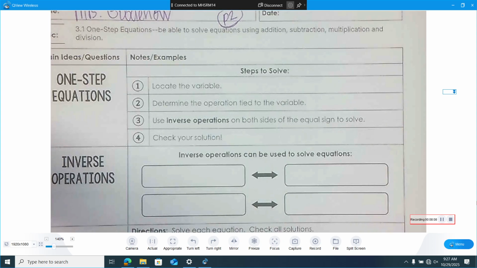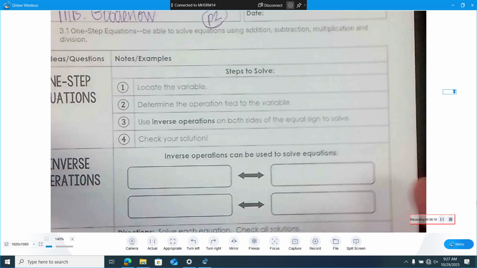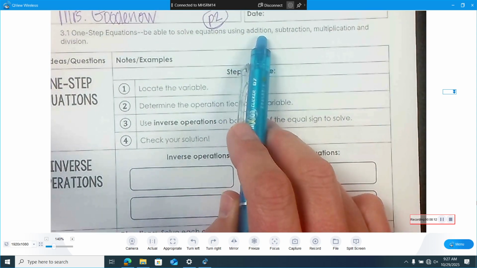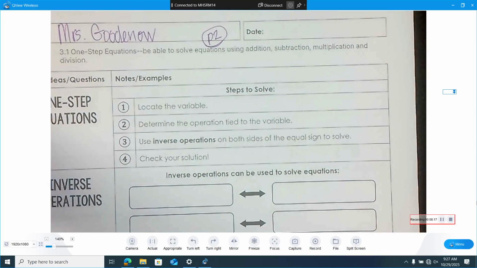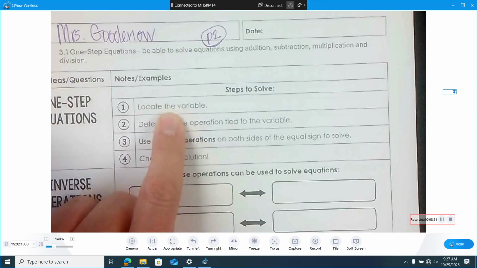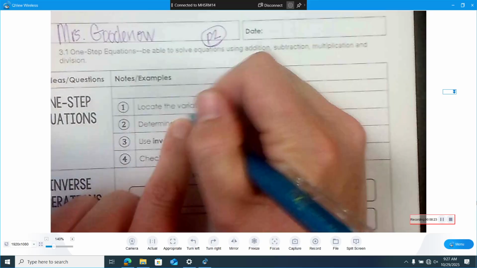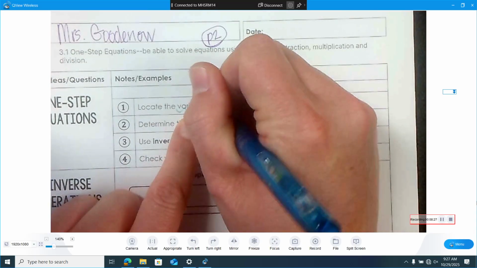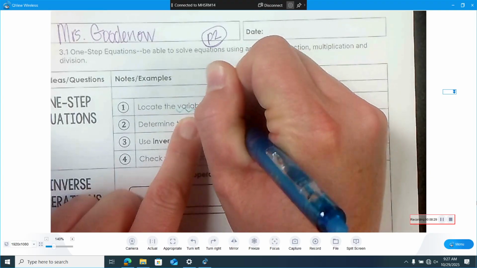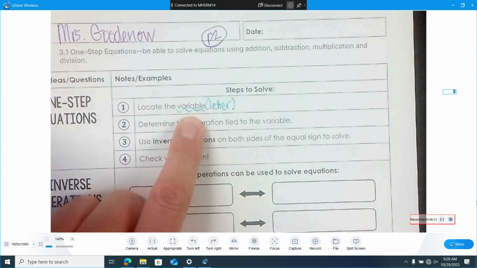So today, here we go. We are going to be able to solve equations using addition, subtraction, multiplication, and division. And how are we going to do that? First, we want to figure out where is the variable. Ladies and gentlemen, what is a variable? It's the letter in the equation. It's the unknown. It's the thing we're trying to figure out, okay?